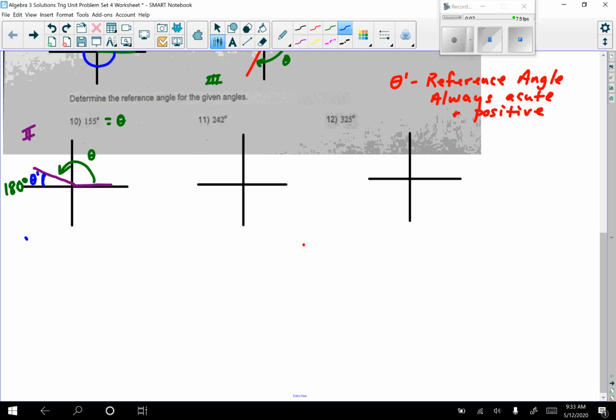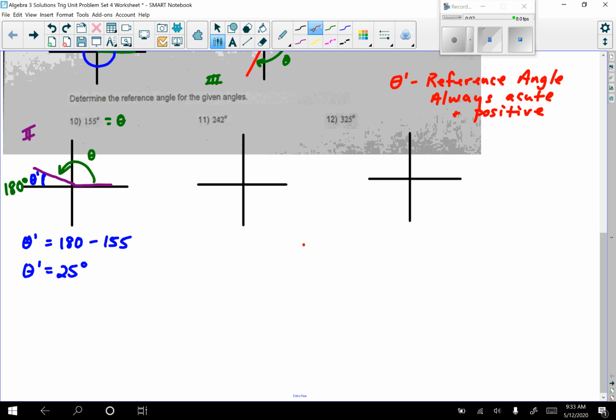So theta prime is going to be how much further do I need to go to get to 180? So that's just 180 minus 155, which will give me 25 degrees. So theta prime is equal to 25 degrees. So all I would need to do is just go 25 more degrees from that 155 from that terminal side. It only needs to sort of fall or rotate 25 more degrees in order to reach the 180.